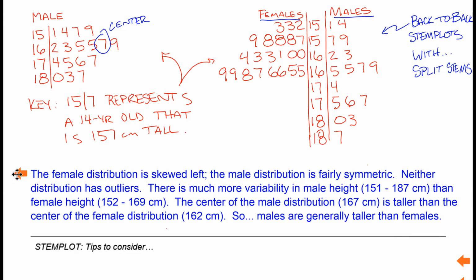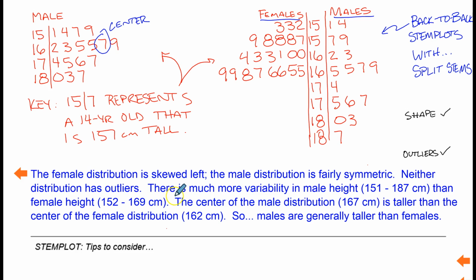The female distribution is skewed left. The male distribution is fairly symmetric. So let's just make sure we hit all of those descriptors. Shape. Check. Neither distribution has outliers. Outliers. Check. And why am I saying that neither distribution has outliers? Well, if you take a look, we're pretty well clustered here with the females and then with the males. There's no observations that are clearly outside the pattern of the data.